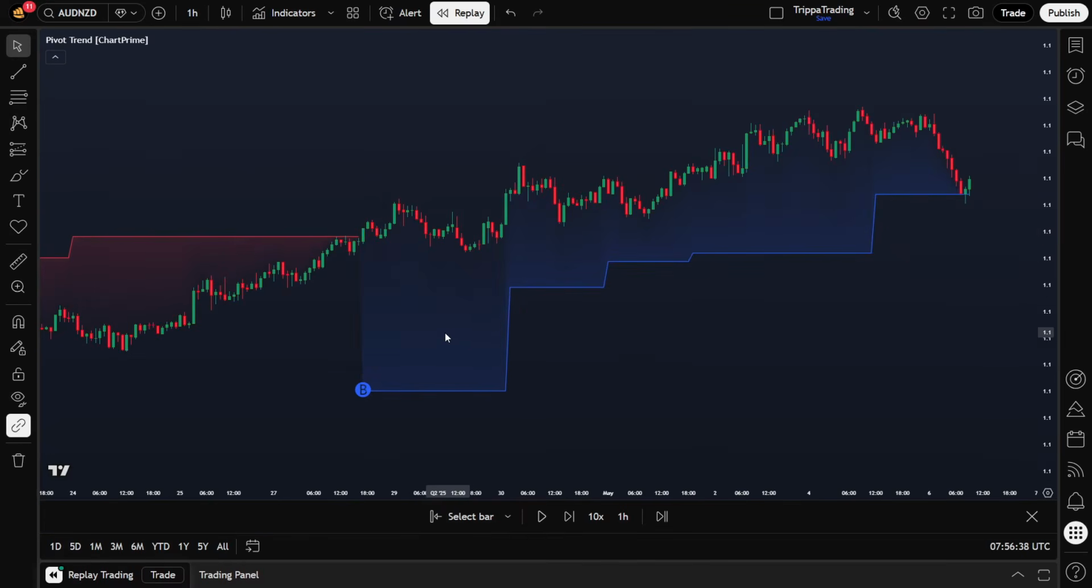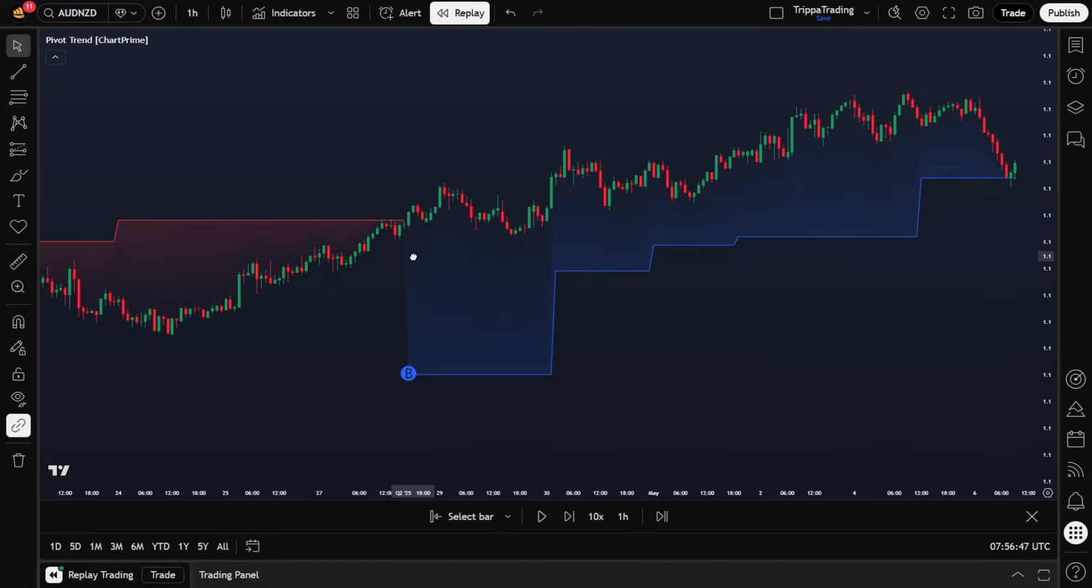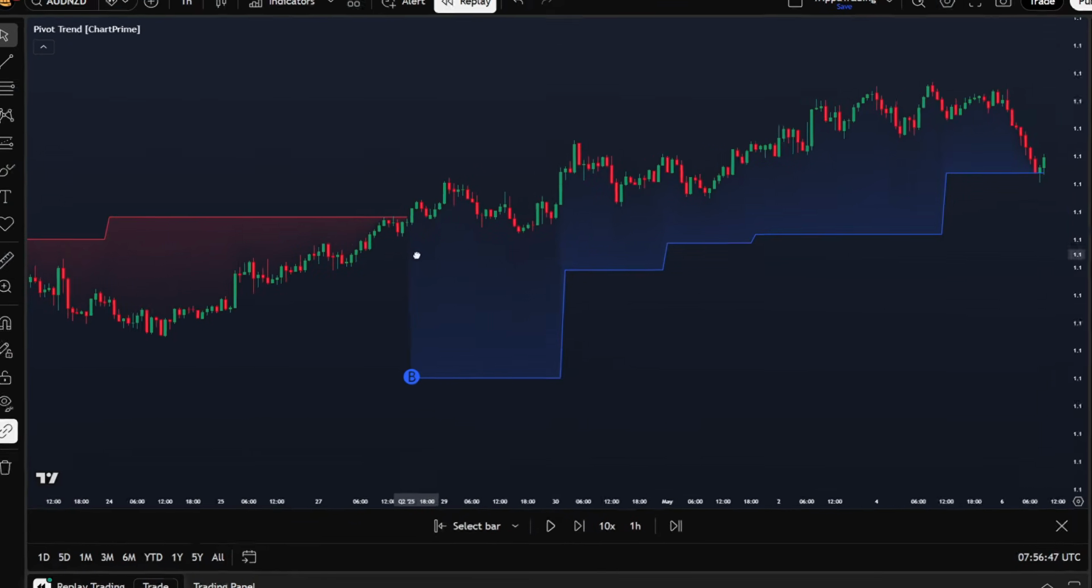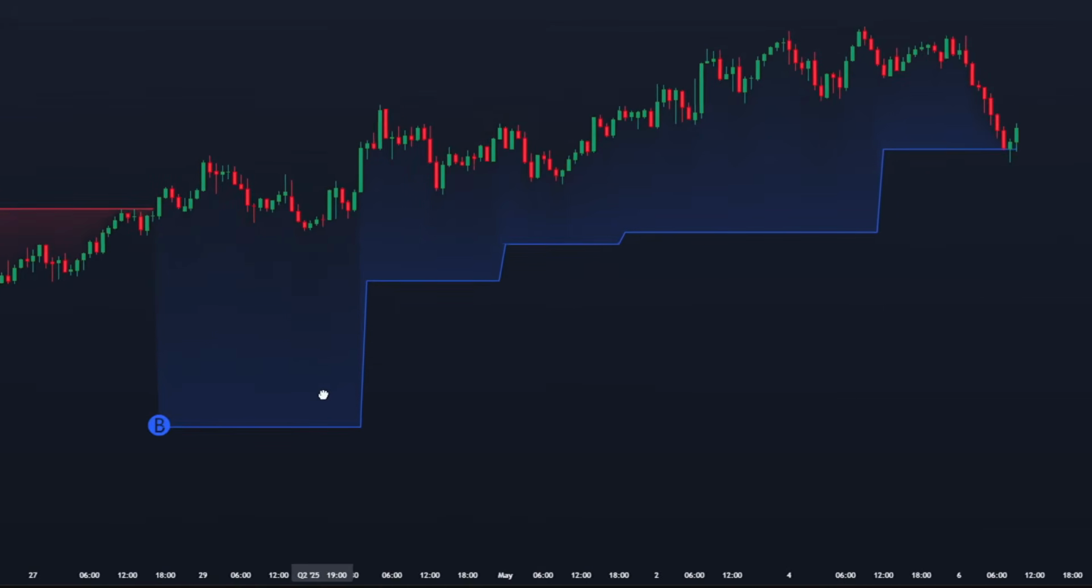First, buy example. Over here, price has been in a downtrend. The pivot trend line is red and sitting above price, acting as resistance. Then we get a structure break. You can see the line flips from red to blue and a buy marker appears. This tells us structure has changed and the market is attempting to start an uptrend.